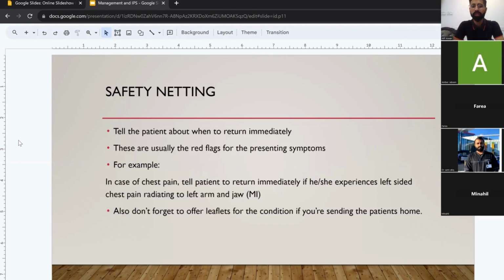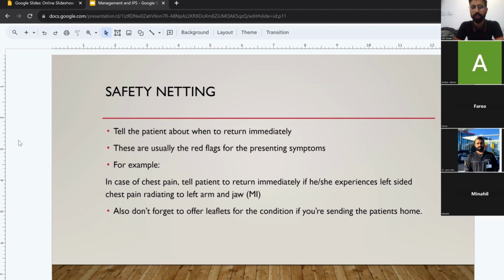So what is safety netting? Safety netting is a parameter that in the NHS they use to see if you are a safe doctor. They make sure that the patient is safe at home when you are discharging them. You have to counsel the patient regarding red flags of their symptoms, so that if at any point they experience those symptoms, they should come to the hospital immediately. It's like you are reducing the risk by explaining to the patient when they should come back to the hospital immediately.